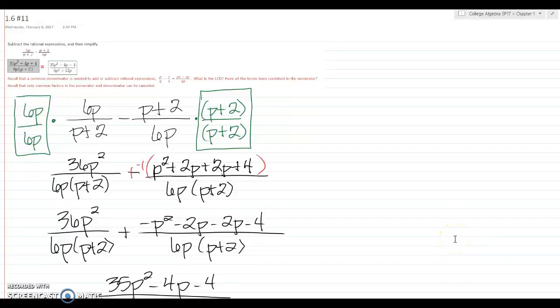This problem can be found in lesson 1.6. This happens to be number 11, but you probably have something similar. The original problem is up here at the top. We're subtracting rational expressions. So we have 6p over p plus 2 minus p plus 2 all over 6p.